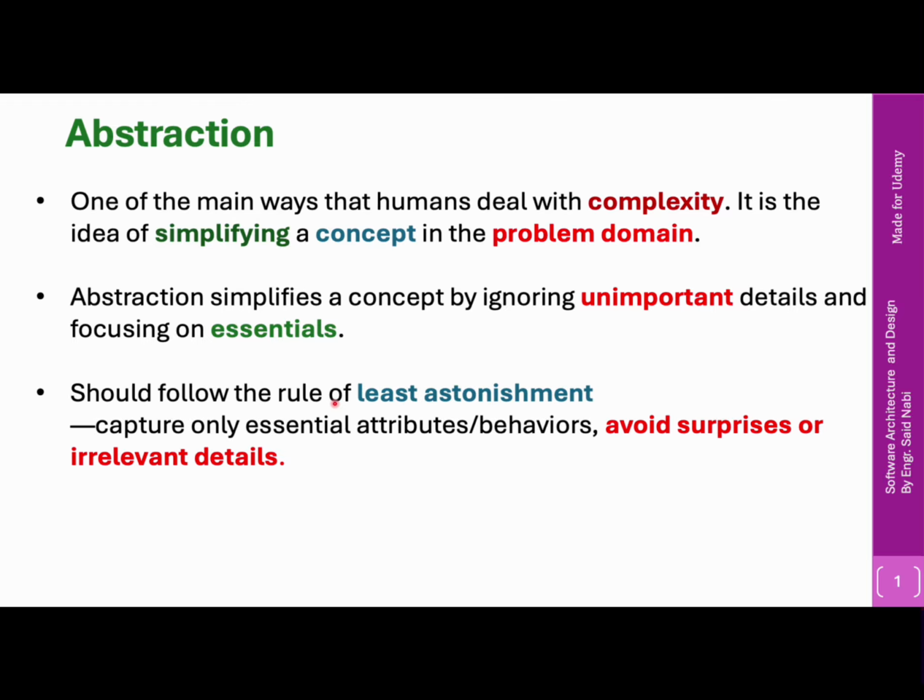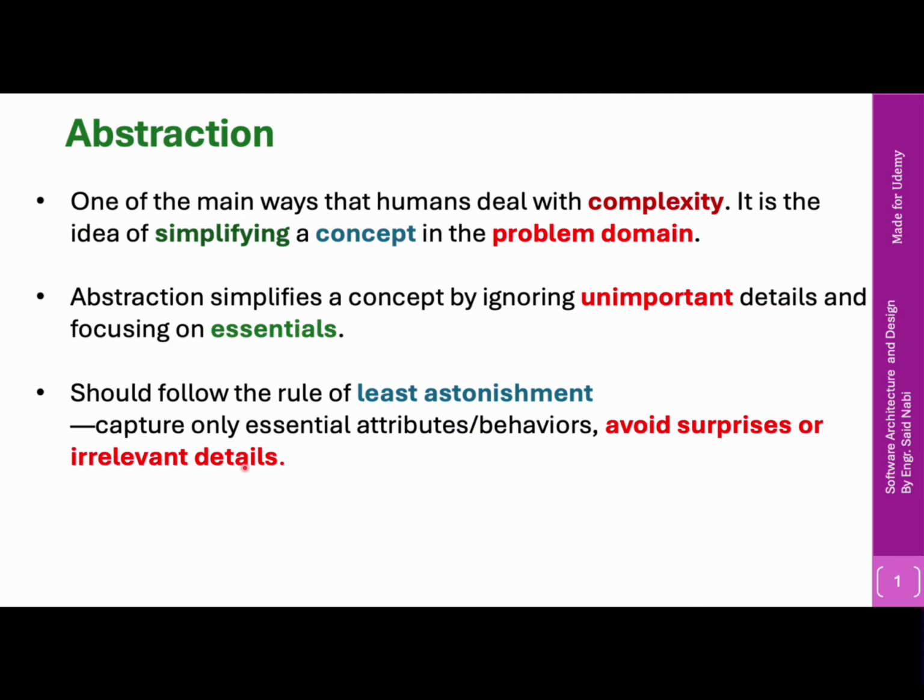It should follow the rule of least astonishment. For example, if you have a function called pull, that pull function should reflect its name. There should be tasks or operations related to pulling, not pushing. So it should not surprise you. Capture only essential attributes and behaviors, and avoid surprises or irrelevant details.